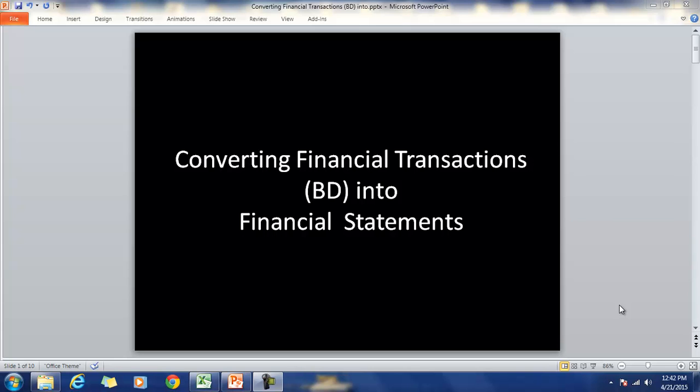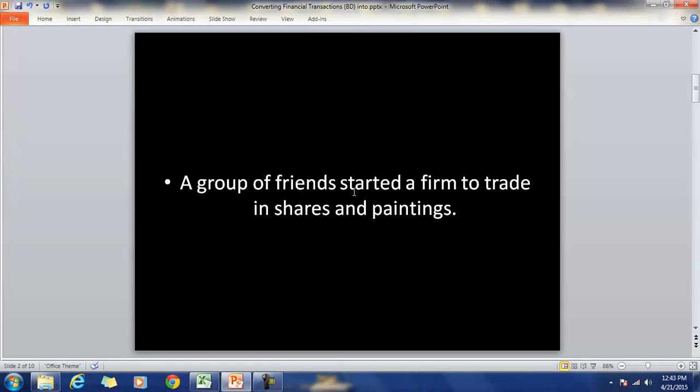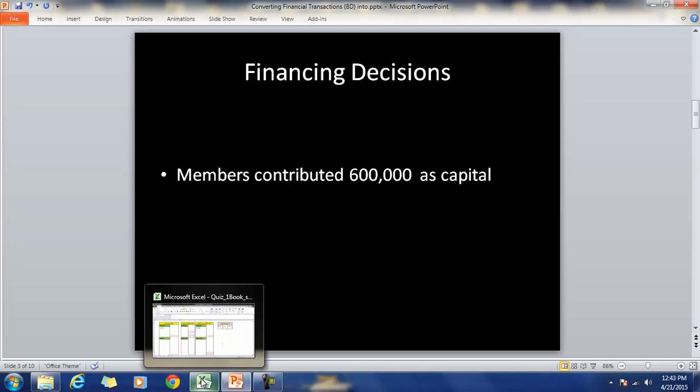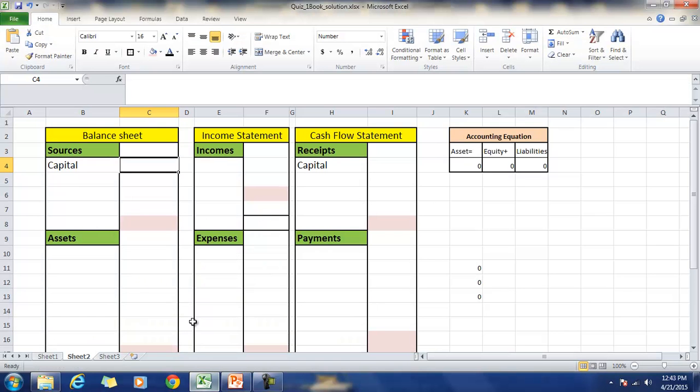Here we'll try to understand how to put business decisions or financial transactions into financial statements. For this purpose we are taking a set of transactions of a group of friends who started a firm to trade in shares and paintings. The members contributed 600,000 as the capital. Let us see the effect of that on the financial statement.